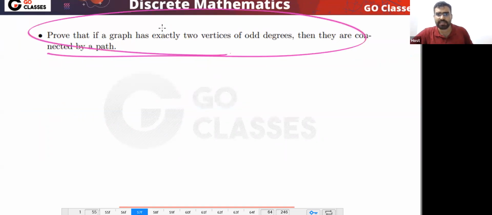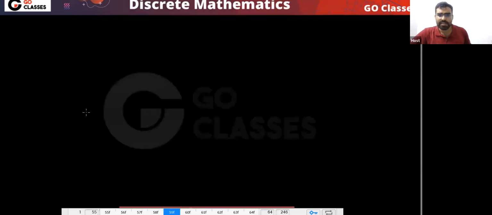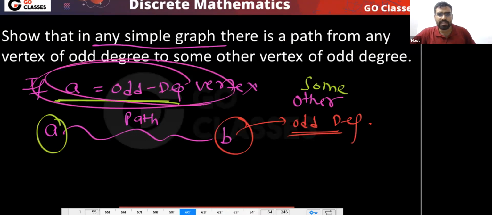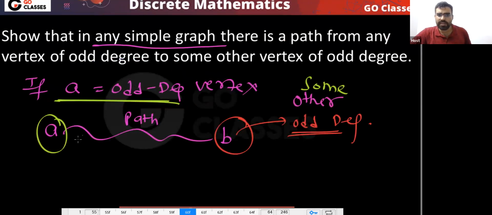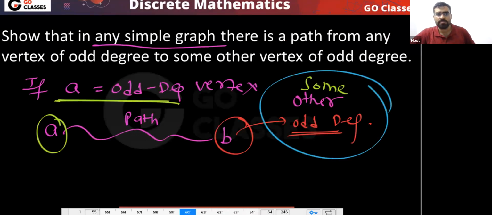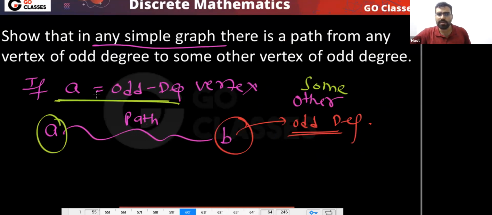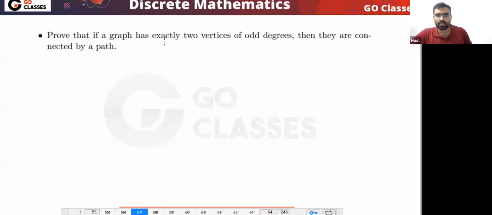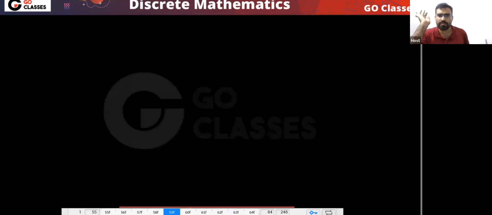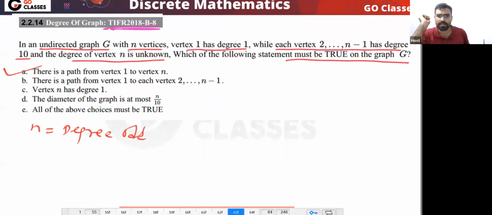What is this statement saying? This statement is saying that if you are an odd degree vertex, then definitely you have a path to some other odd degree vertex. Or I can say, if you have exactly two odd degree vertices, then they must be in the same component. Okay, so this is the idea.